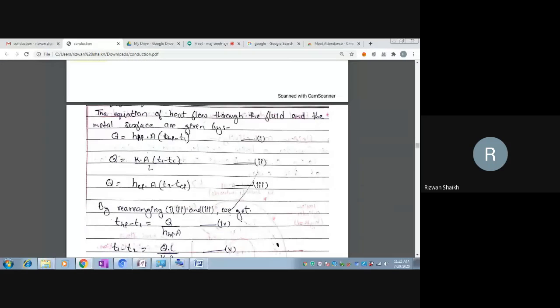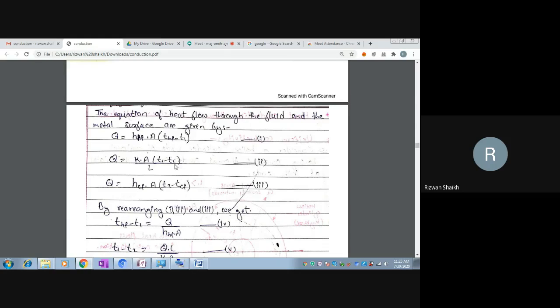One is because of convection, the third is convection, and the second is because of conduction through a metal wall. So again apply Newton's law of convection: Q is equal to HHF into A into THF minus T1. Apply the conduction equation, that is Fourier's law: K A into T1 minus T2 upon L. Apply Newton's law of convection formula: it is HCF into A into T2 minus TCF.